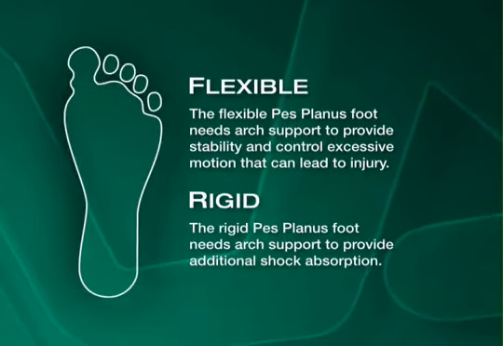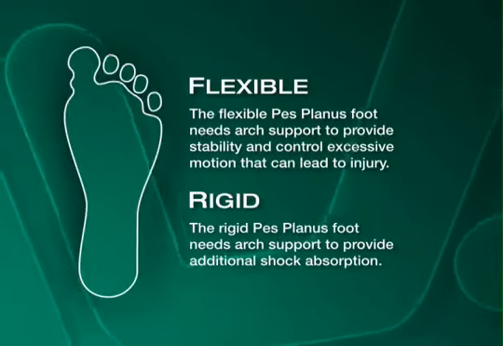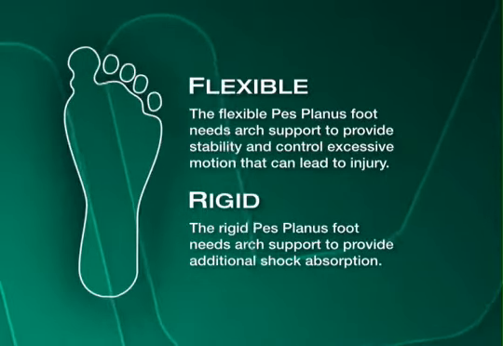Essentially, the flexible flat foot is a flat foot that has a lot of joint motion. And then we have a rigid flat foot, which is a very bad flat foot that has very restricted motion, and we deal with those a little bit differently from each other.